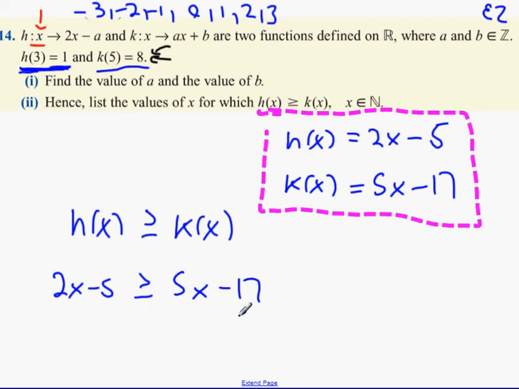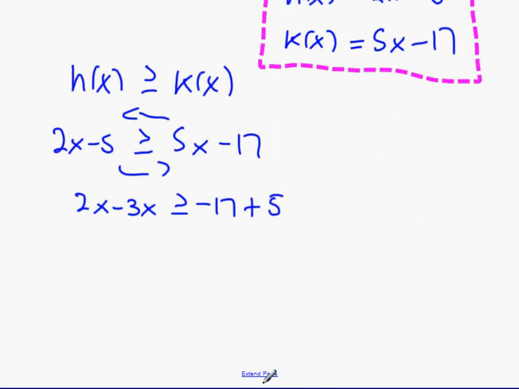What do you always do with x's? Bring the x's to one side. You always bring the x's to one side and the numbers to the other side. So we get 2x minus 5x is less than minus 17 plus, anybody? 5. Oh, it is 2x minus 5x, you're right. Now, once you've done that, what's next? 2x minus 5x is? Minus 3x. Minus 17 plus 5? Minus 12.